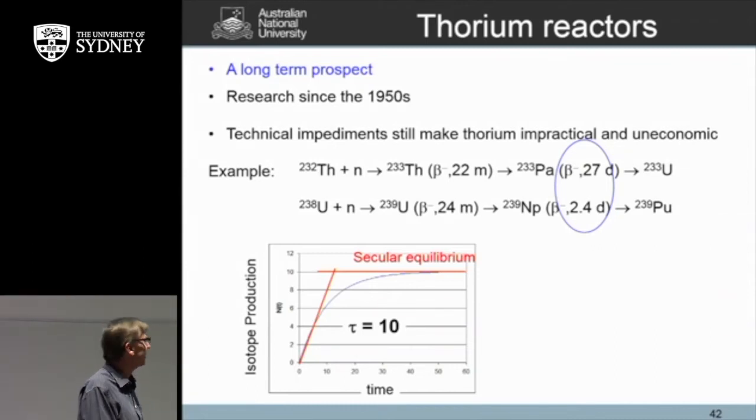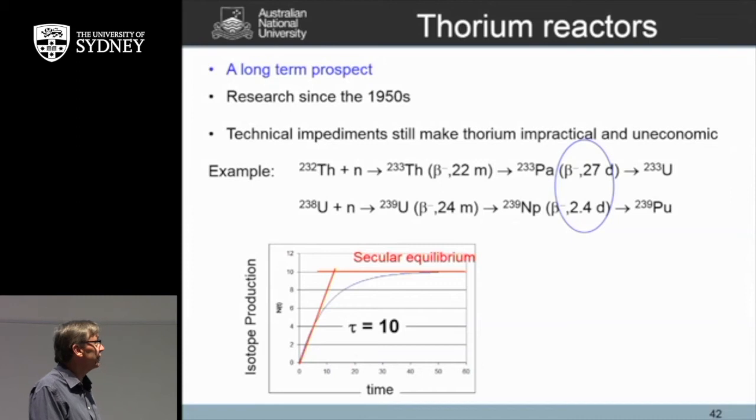And there's a number of other aspects that make the thorium cycle uneconomic at the moment. A lot of the advantages that people talk about for the thorium cycle involve particular reactor designs, but those reactor designs are not unique to thorium.